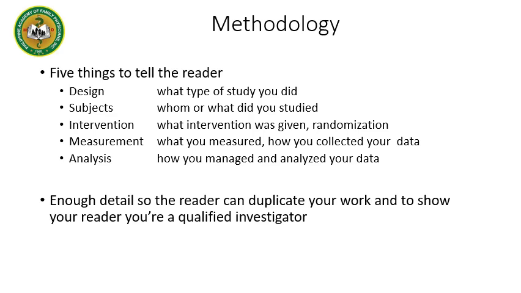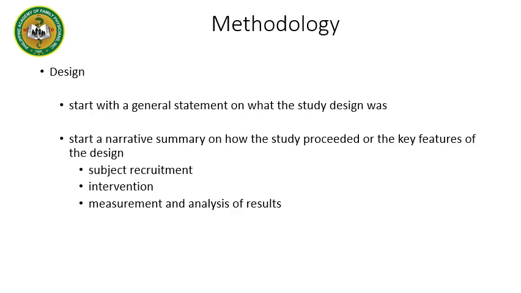And you have to write this in enough detail so that the reader can duplicate your work in their setting. Okay, so the design is usually the first paragraph of the methodology. The first sentence should be the general statement of a design. This was a randomized controlled trial. This was a cross-sectional study. And then after that single statement, you follow it up with subject recruitment, intervention, then measurement of the results.